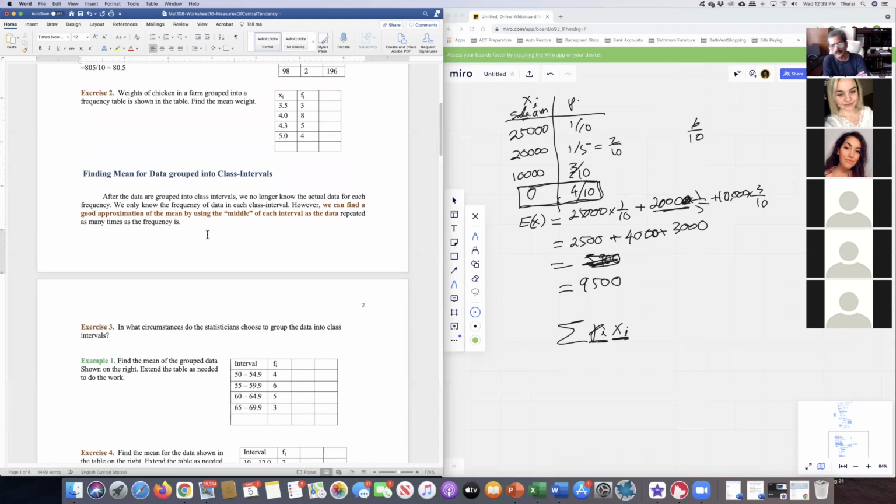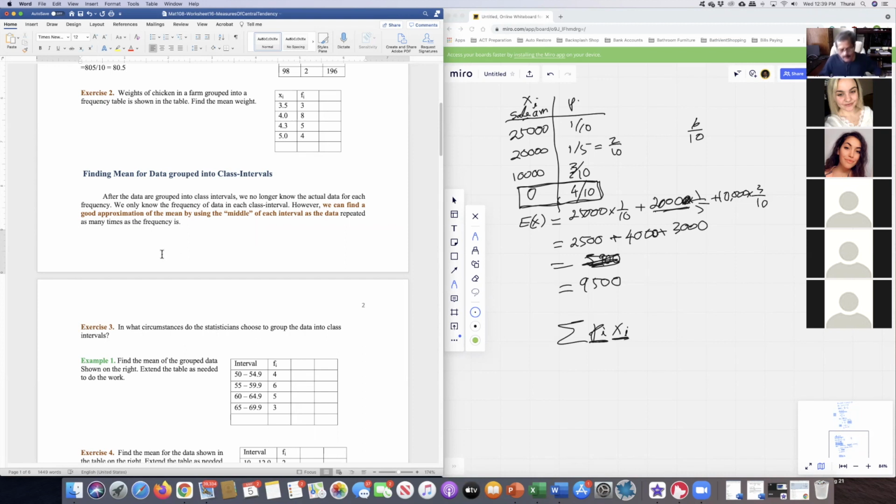But what if the data is already grouped? Remember, we discussed in the last class that if the data is a very long list, then it's not manageable. It's not something we can work with easily. So we bring it down by grouping them into intervals. So sometimes, let's say you're a statistician and you're going to analyze something, and the data is given to you in grouped form.